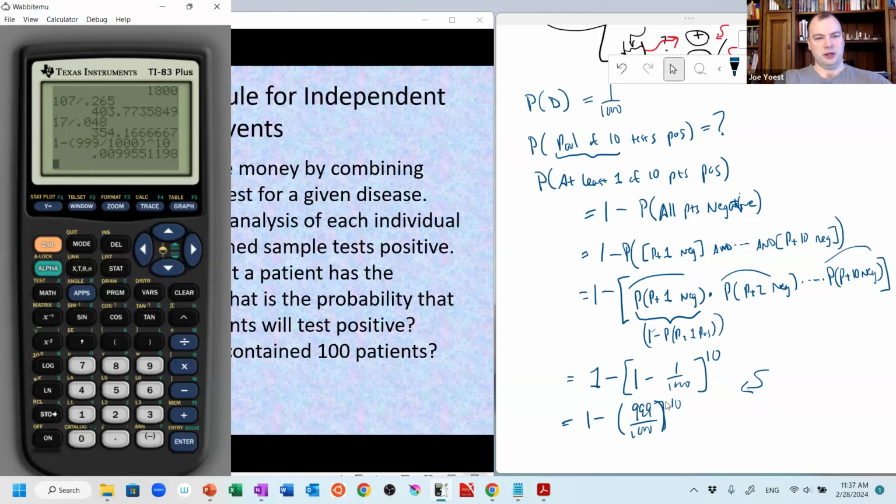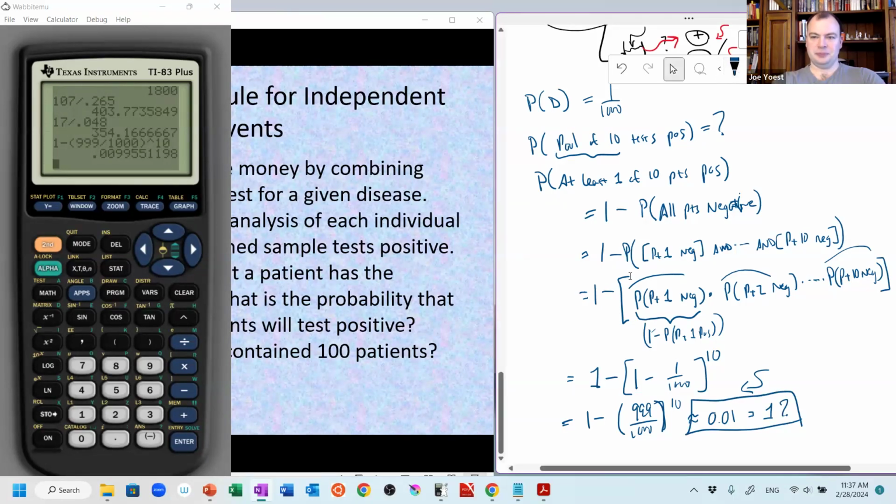This gives me 0.00995. So this is about 0.01, right? Or it's approximately 1%.